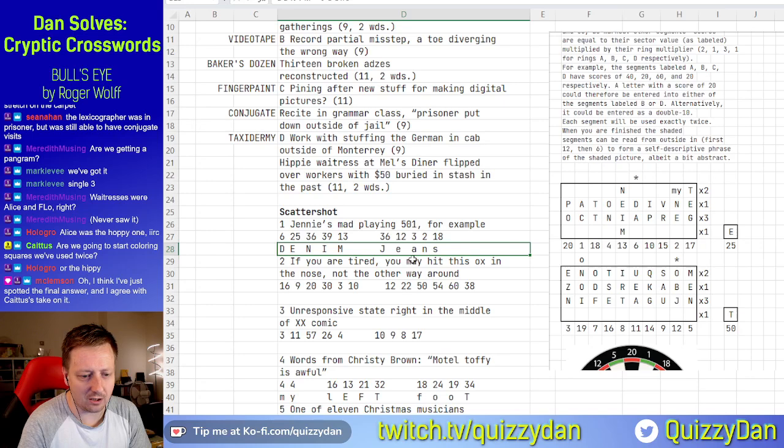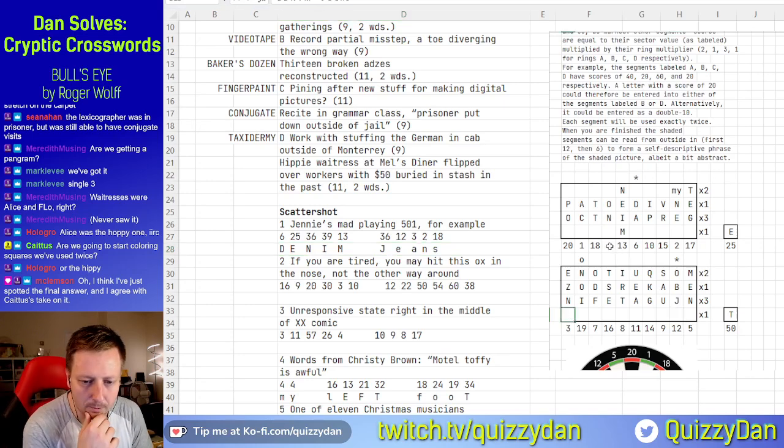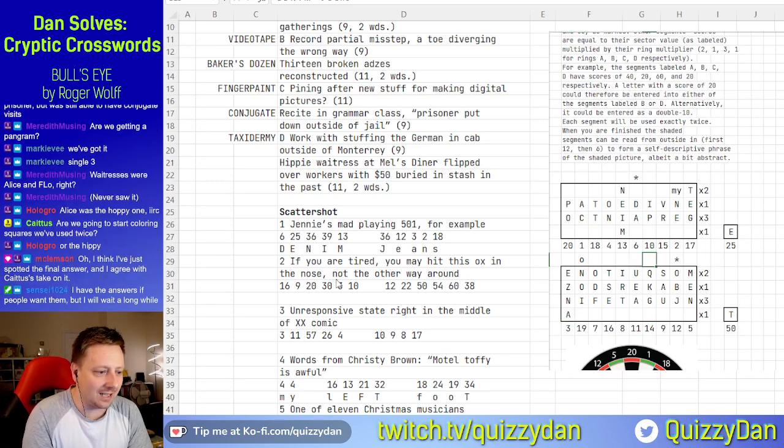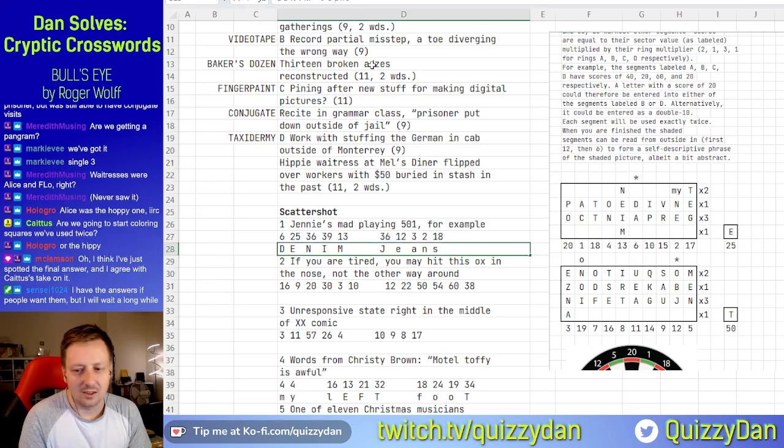Single 3 though needs an A. We haven't got an A here. Oh, it could be triple 1. But it's not. Triple 1 is C, so that is an A. We have an A there. Thank goodness.